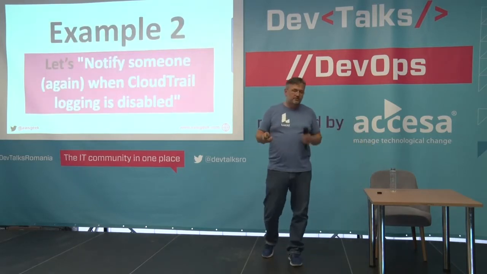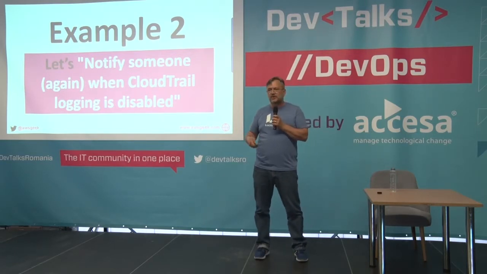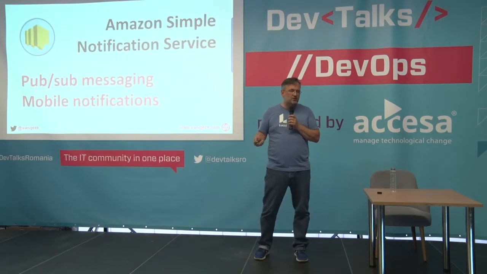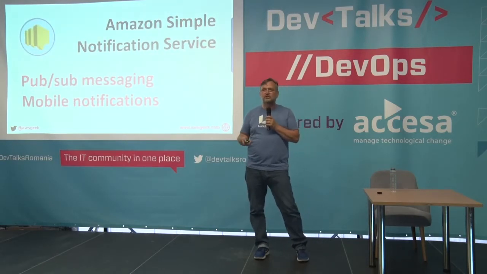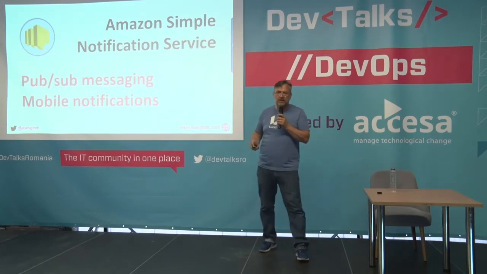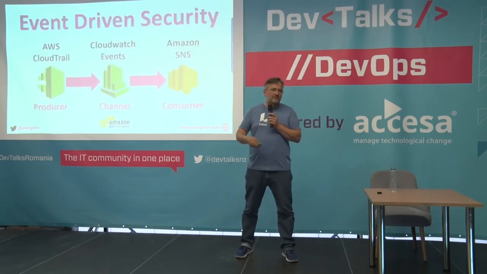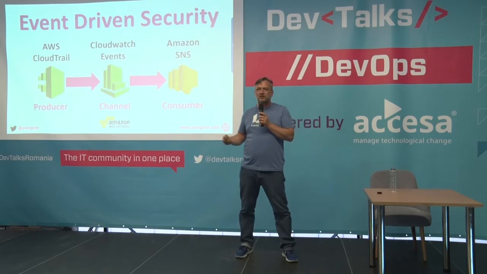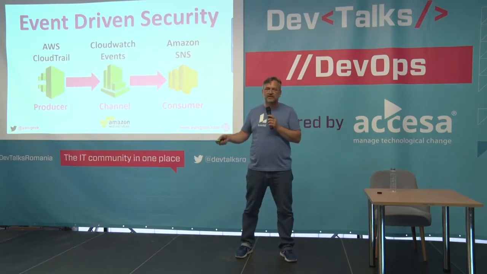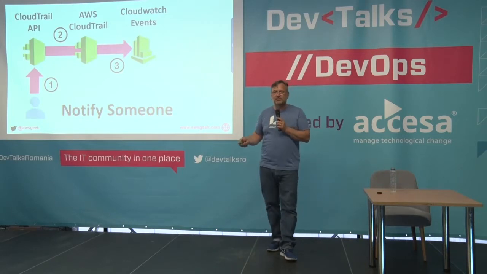So here's another example. Very quickly, I'll go through this one. Notifying someone again, so just another way of notification using Amazon's Simple Notification Service, which allows you to send email notifications or SMS notifications or mobile notifications. So if you had an app you wanted to send this to, you could use SNS for that. The event-driven security model looks very similar. In this case, I've just replaced Lambda with SNS. Everything else looks exactly the same.